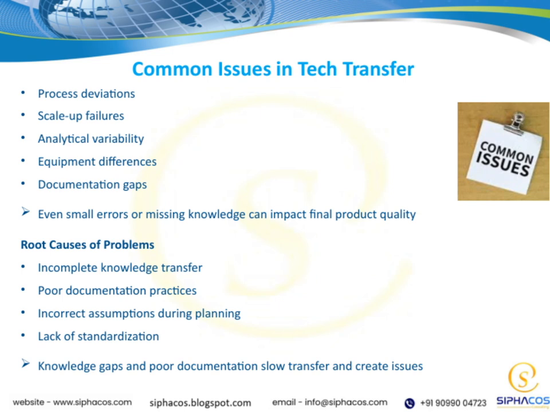Often, problems stem from incomplete knowledge transfer. If information isn't fully shared, errors are more likely. Poor documentation practices also contribute, making it hard to trace issues or replicate processes accurately. Incorrect assumptions during planning can lead us down the wrong path, and a lack of standardization across teams or sites can create variability that's hard to control.